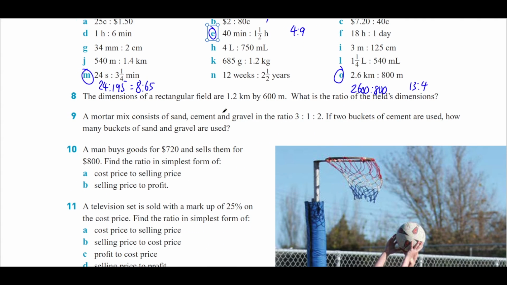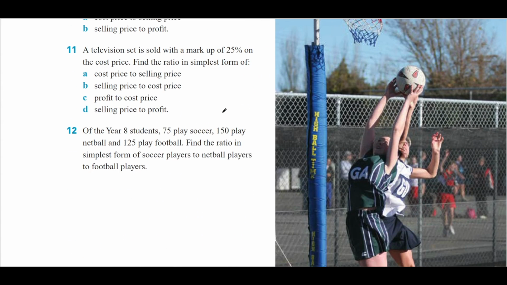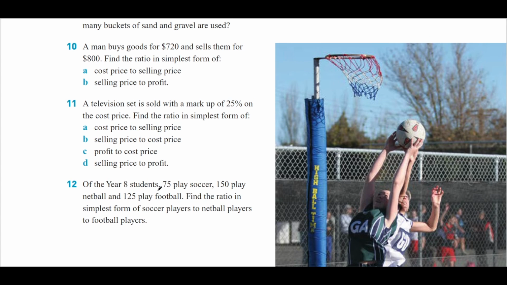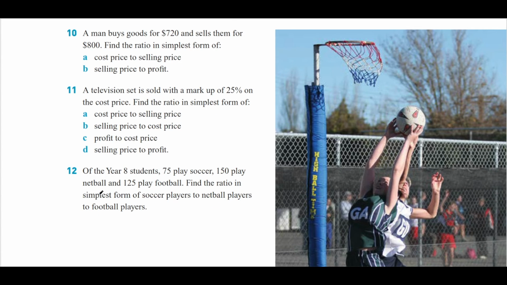All right, let's see if there's any more interesting questions. So, okay, I'm just going to go over the last one because it has 3 numbers involved. So let's just take a look. Of the E8 students, so that's you guys, 75 play soccer, 150 play netball, and 125 play football. Find the ratio in simplest form of soccer players to netball players to football players. Okay, so this is a ratio involving 3 numbers, so it's a little bit different, but don't be scared about this.